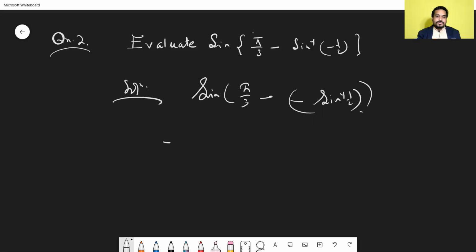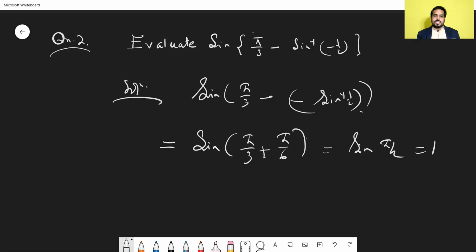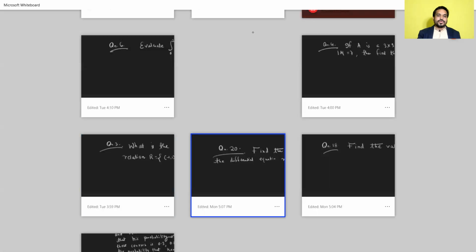So students, solve it. sin(π/3 + sin⁻¹(1/2)): sin⁻¹(1/2) is what? π/6, 30 degrees. So π/3 plus π/6 is 90 degrees. Sin 90 degrees is 1. So students, question number 2 is solved. Now students, come to question number 3.